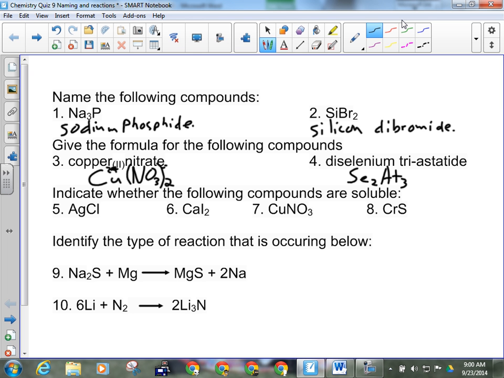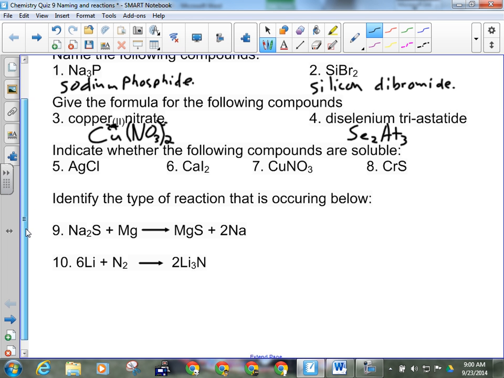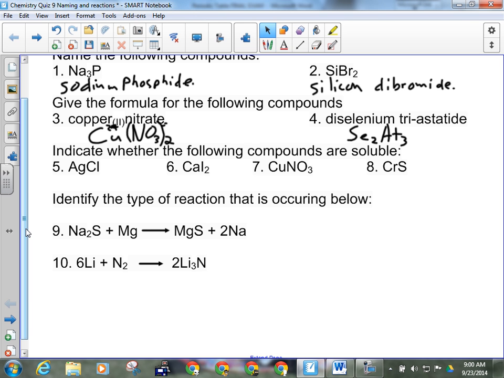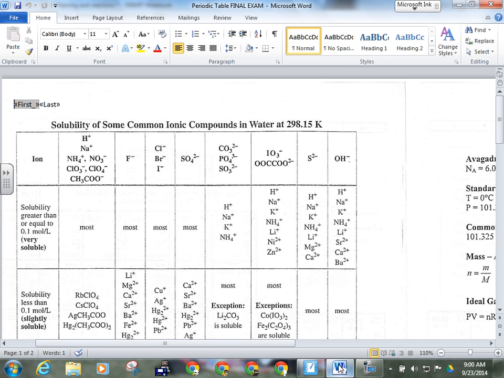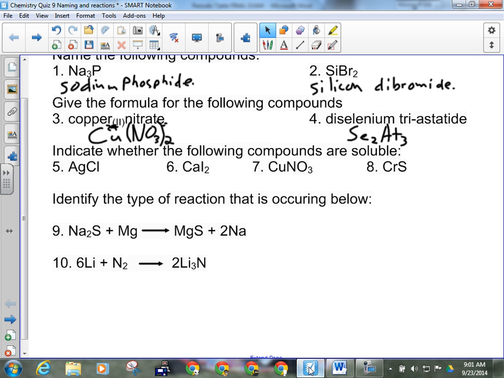All right. Indicate whether the following compounds are soluble. Silver chloride. Pretty sure that's not, but we'll double check. Okay, so chlorine is right here, soluble with most things. Silver in the not so soluble row. All right, so that one would be insoluble.